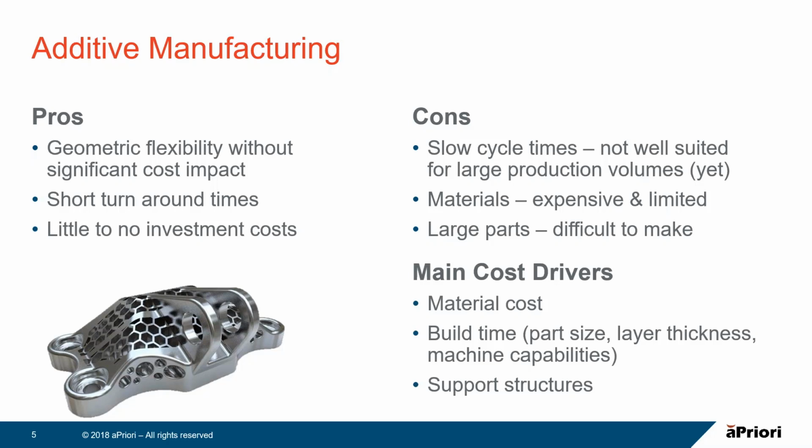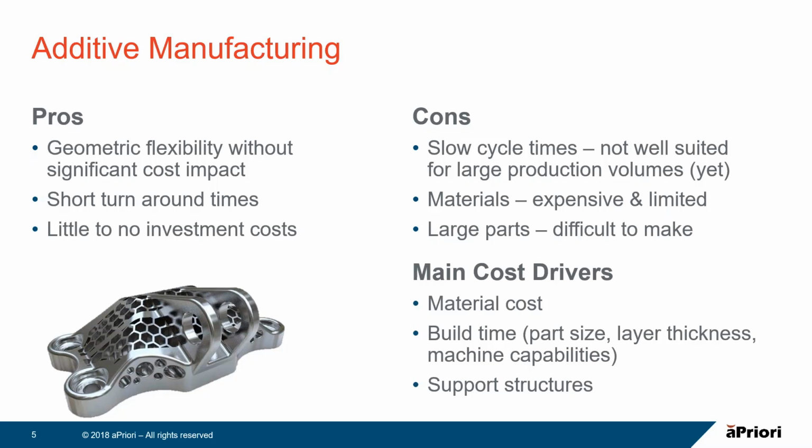First of all, cycle times are pretty slow. Additive is not a great fit for larger production volumes yet, although the technology is advancing very, very quickly. We saw last year, HP came out with their multi-jet fusion machines, which should be accelerating the production of plastic parts pretty quickly, and Desktop Metal has some promising technology within the metals capabilities as well. But as of right now, cycle times are still quite slow.